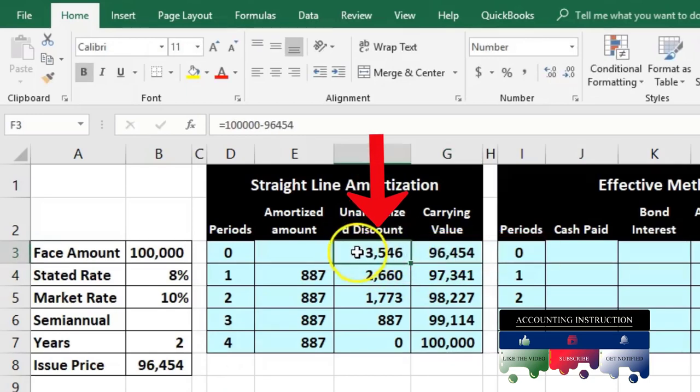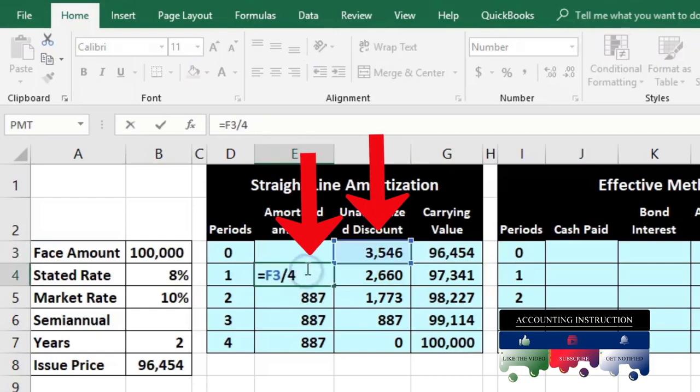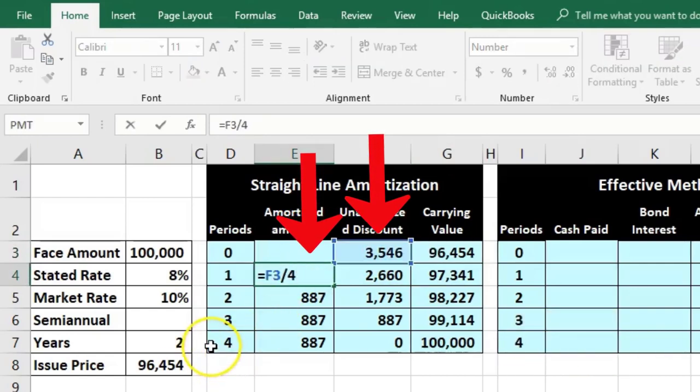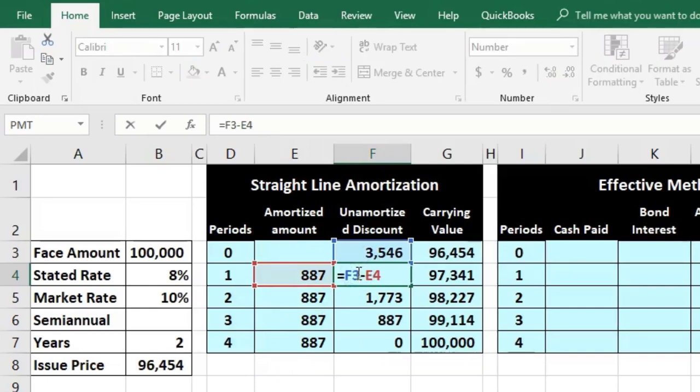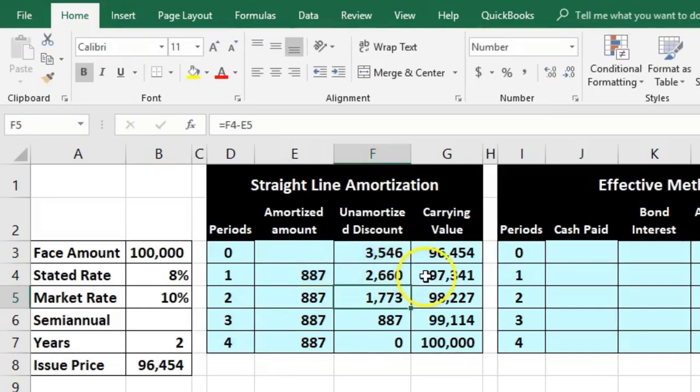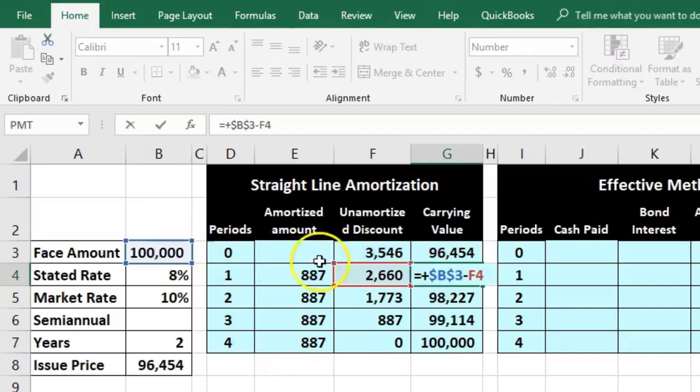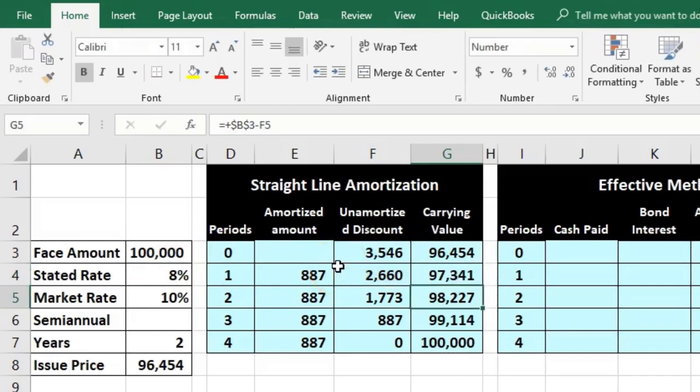And then we would just take this original unamortized amount and divide it by the number of periods, 4, 2 years, 2 times a year, to get how much we're going to reduce it by, an even amount each time period. And then we would reduce the unamortized discount by that amount. And then the carrying amount would always be the 100 minus the unamortized amount.